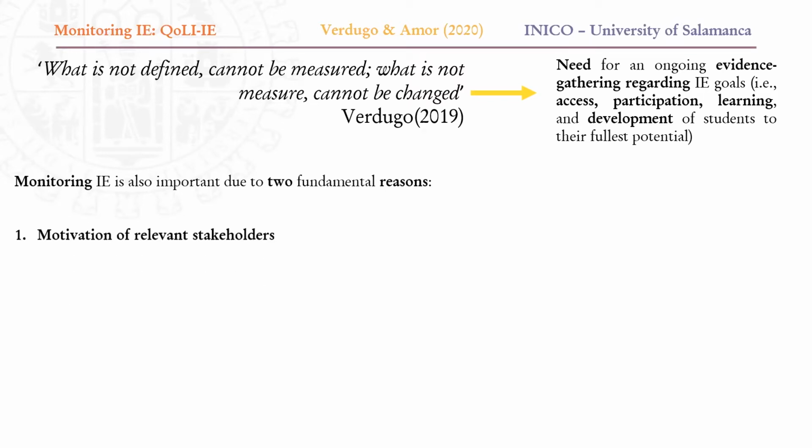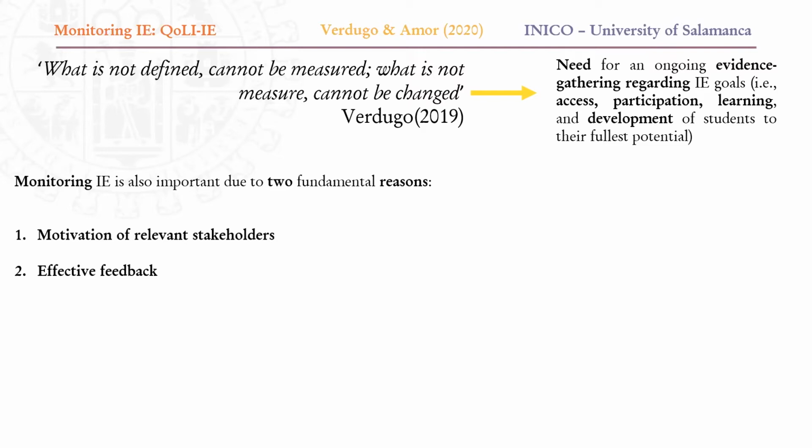First, motivation. Monitoring highlights the responsibilities of the different stakeholders in education, and that motivates them to action. And second, and most important, effective feedback. Monitoring allows early identification of problems and barriers in the implementation of inclusive education. And this is essential to adopt measures that transform these barriers into drivers of change.